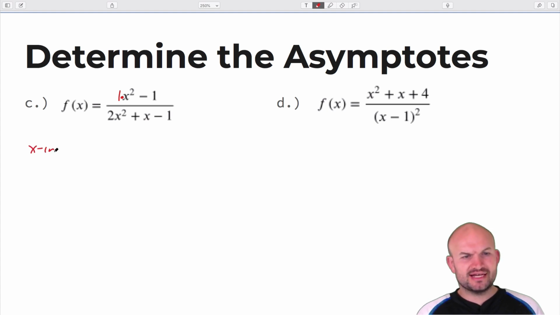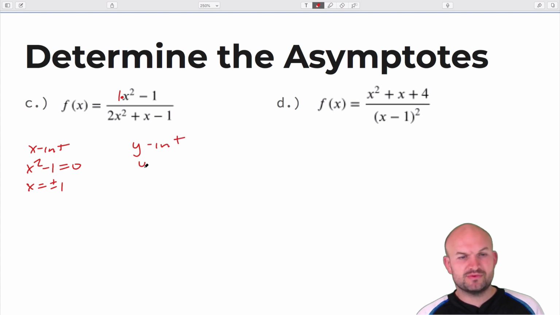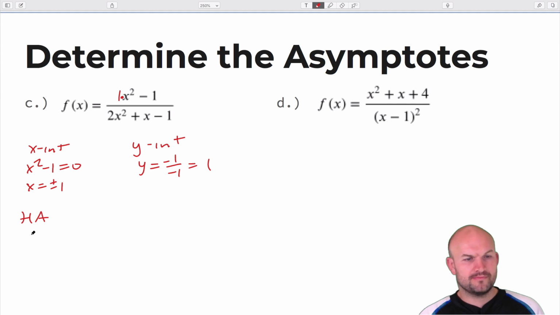All right, so to find the x-intercept here, I have x squared minus 1 equals 0. So therefore, add the 1, take the square root. So x equals plus or minus 1. The y-intercept is going to be y equals -1 over -1, which equals 1. Horizontal asymptote would be y equals 1/2.